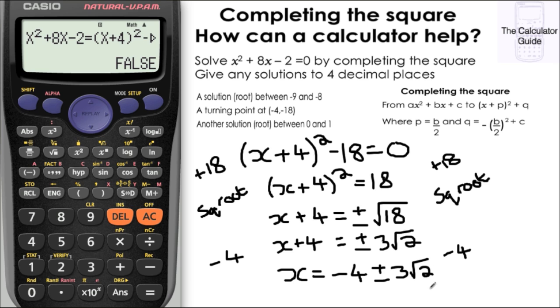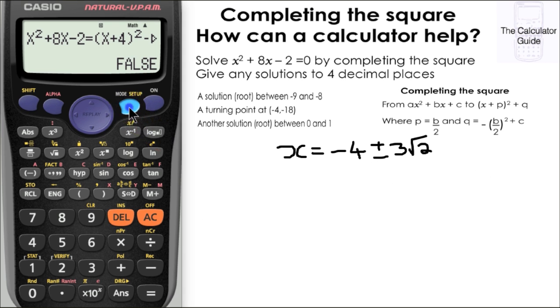Okay. Now these solutions here, where we've got a number with a surd, are an exact answer. There's no rounding involved, not a decimal answer. But if we have a look back at our original question here, it says give any solutions to 4 decimal places. So what we're going to have to do is use our calculator to find out what this exact answer would be rounded to 4 decimal places. So I'm just going to input it into the calculator.